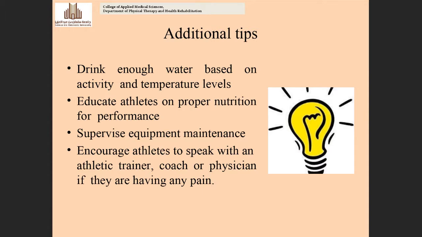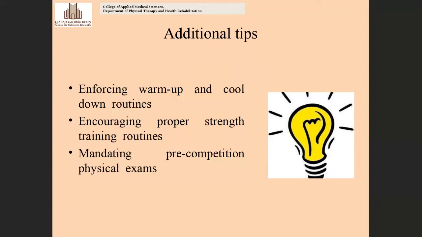And encourage athletes to speak with an athletic trainer, coach, or physician if they are having any pain. This is very important. Whenever the players or athletes face any type of pain or discomfort when they are playing, they should inform the coach, the trainer, or the physician immediately. And always encourage the player or athlete before participating in any games.